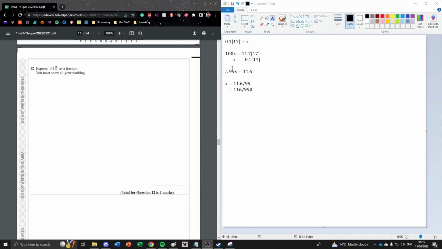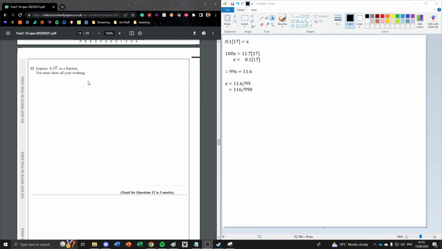So you can see now that if I subtract this x from this 100x, I just get 99x on the left-hand side. On the right-hand side, the recurring 17s cancel out, and we are just left with 11.7 subtract 0.1, which gives us 11.6. We can then rearrange this. We can divide both sides by 99 to get x is 11.6 divided by 99.